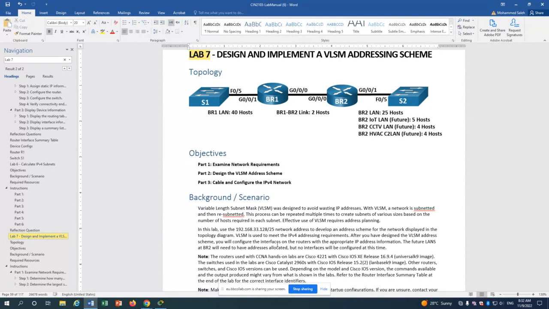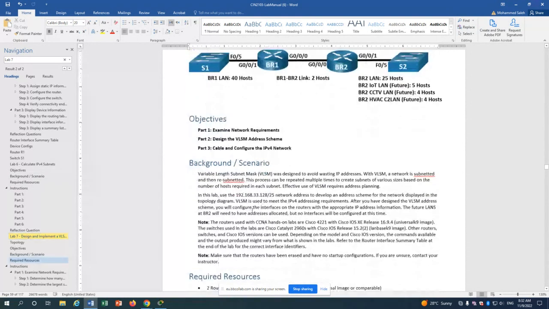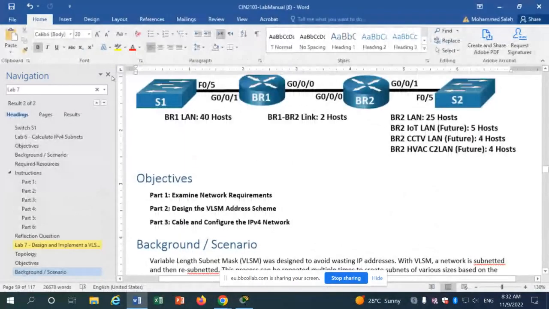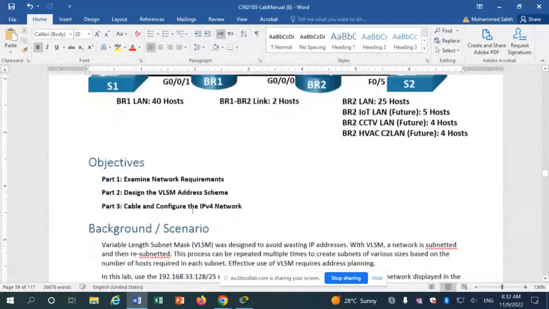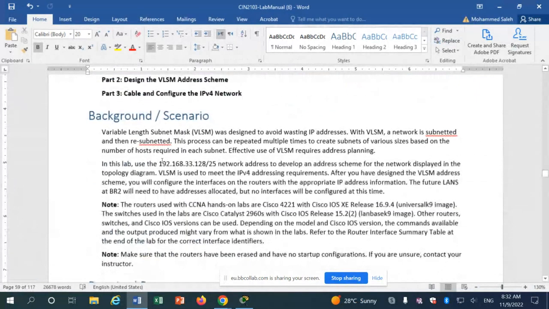I'll turn on the screen. So we start with the one with the biggest number of hosts. But first, this is the background of the question. This is the address that we are going to subnet, 192.168.33.128. We are using a Cisco 4221 router and the switch is a Catalyst 2960.